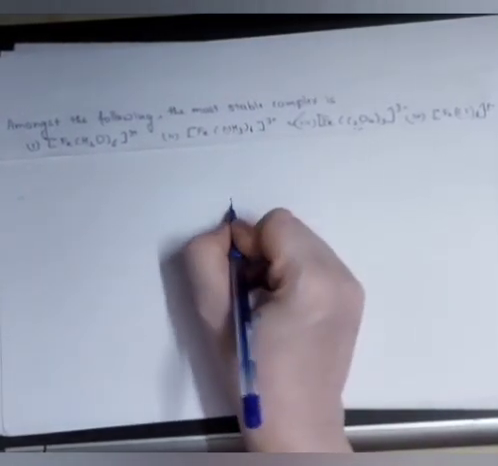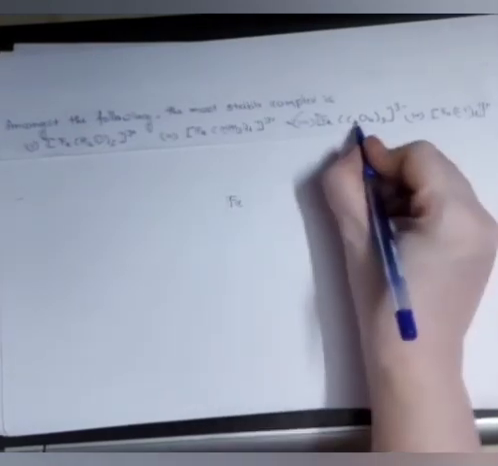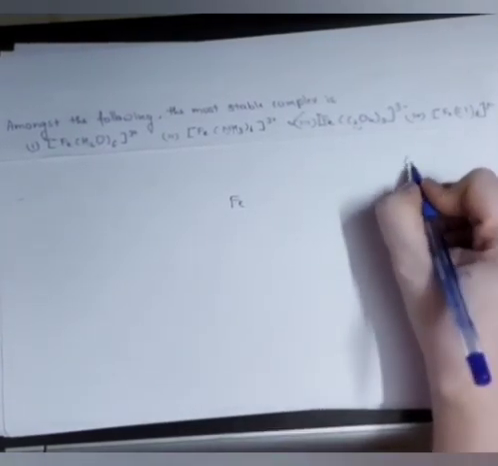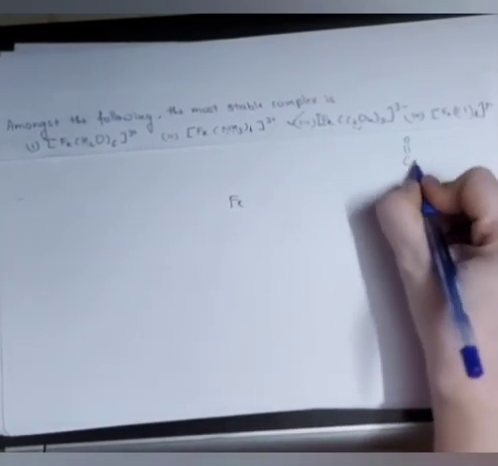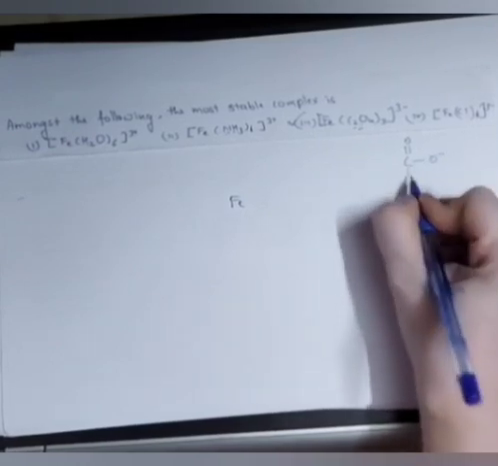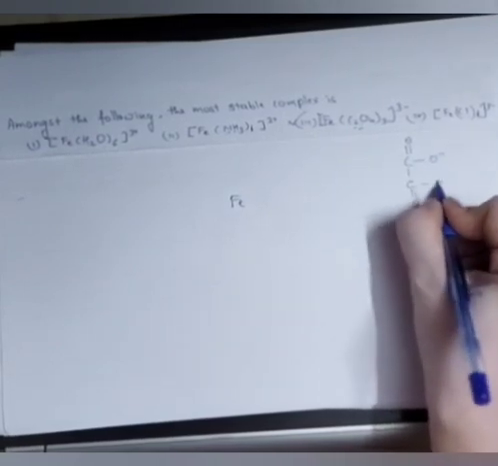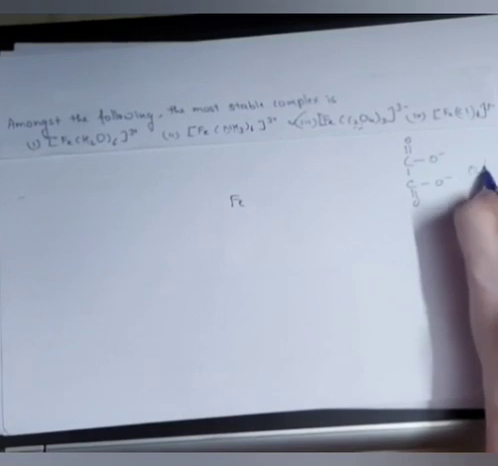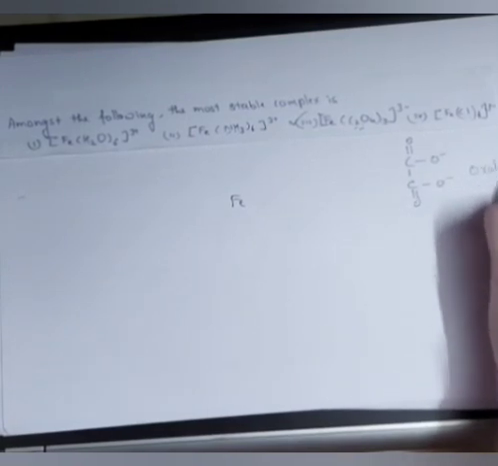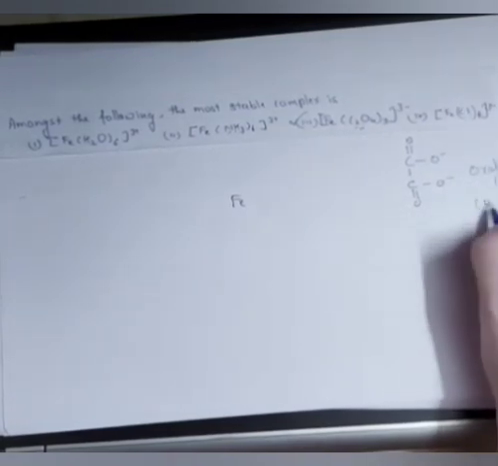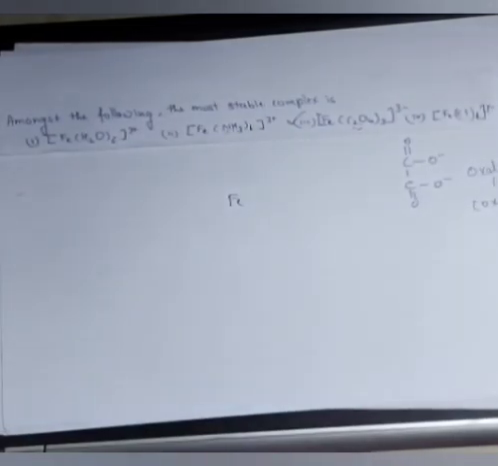Now let me just explain this thing. This C2O4 structure will be like this: C double bond O, O minus, C double bond O, O minus. This is the structure of the oxalate ion, and the abbreviation we write is OX.